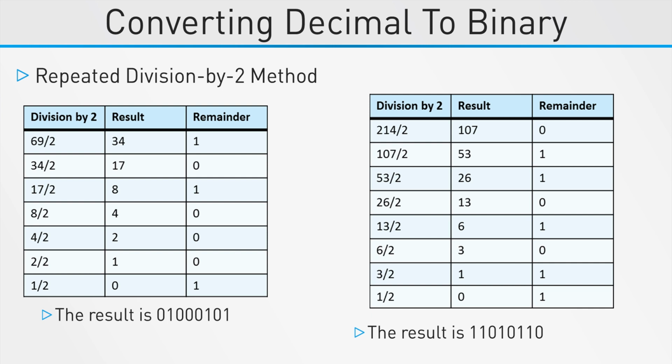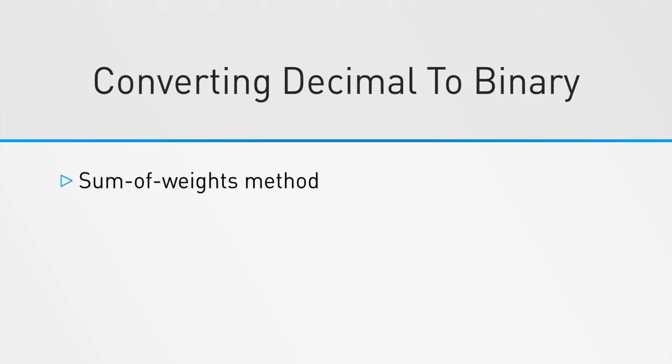Another method for decimal to binary conversion is the sum of weights method, where we find the set of binary weights whose sum is equal to the decimal number. So we add ones only when the sum is still less than that decimal number.